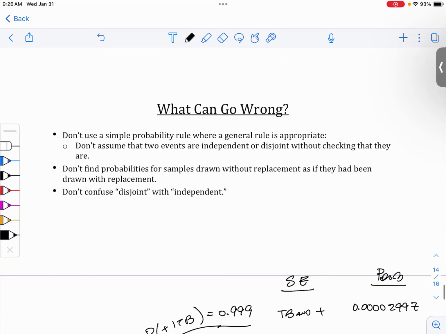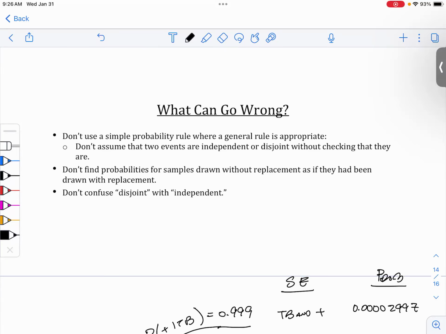All right, and then just a couple of notes. What can go wrong? Don't confuse disjoint with independent. Those are two separate ideas. We've really investigated those pretty heavily, and we want to make sure that you keep those separate in your mind. Watch out for when it says without replacement, and don't use the simple rules when complicated rules are required.